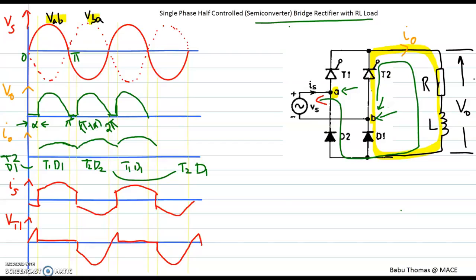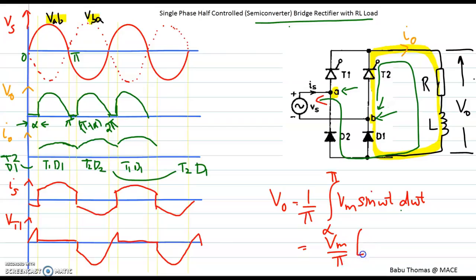Now, in the same way, you can also plot the average output voltage V0, which is nothing but 1 by pi integral alpha to pi Vm sin omega t d omega t. This is nothing but Vm by pi into 1 plus cos alpha. So these kinds of derivations I will not be doing because it's a simple mathematical operation which we have already studied.